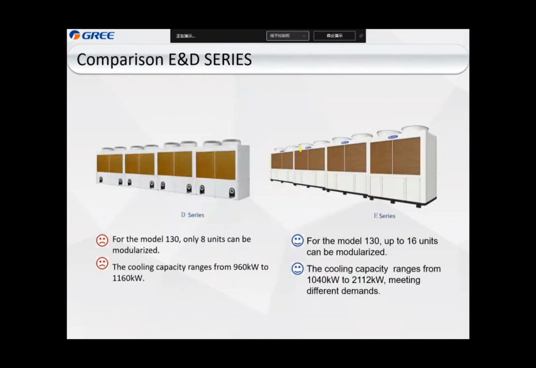And next is we make some comparison between D and E series. Actually, this one we have introduced, for D series and E series for the 130 kilowatt. For D series, only 8 units can be modularized. But for E series, up to 16 units can be modularized. So the capacity can double.